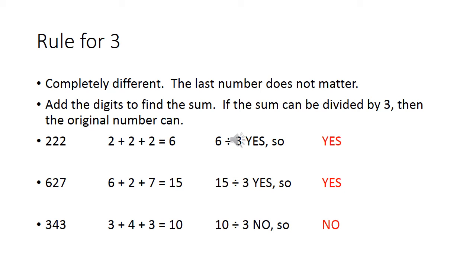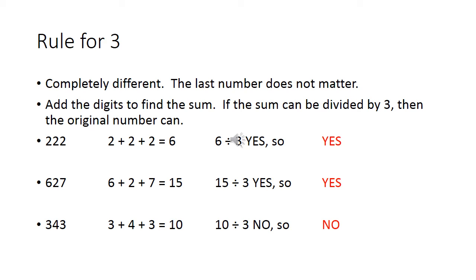Well, hopefully you managed to pause the video. Let's take a look at the answer to the last 2 questions. 627, 6 plus 2 plus 7 equals 15. Can I divide 15 by 3? Yes, I can. So yes, I can divide 627 by 3.